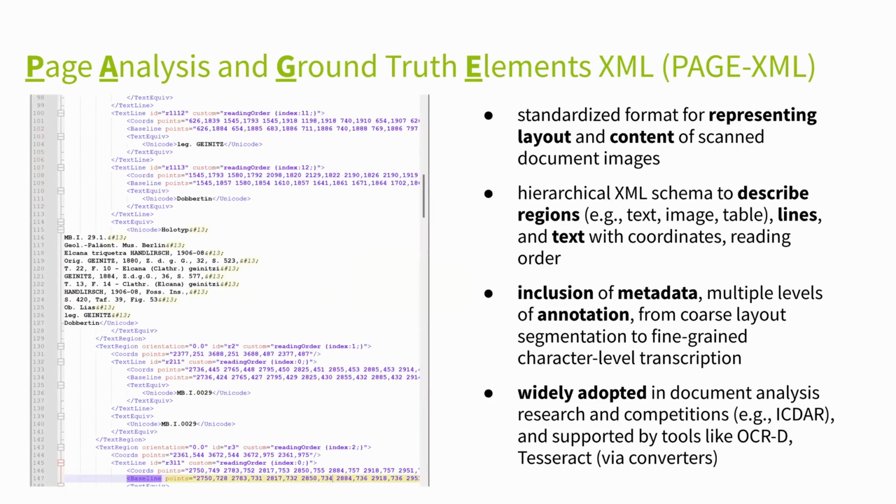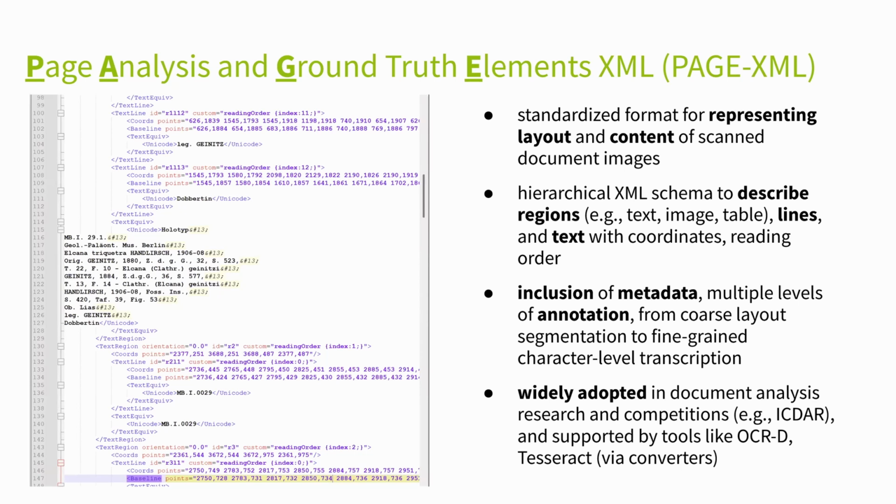What is PAGE-XML? PAGE-XML stands for Page Analysis and Ground Truth Elements XML. It is a standardized format for representing layout and content of scanned document images. It is based on a hierarchical XML schema to describe regions such as text, image, tables, lines of text, and actually individual glyphs with coordinates and reading order. The format allows to include various metadata on multiple levels of annotation. It can be about the coarse layout segmentation found in the image to fine-grained character-level transcription annotations. PAGE-XML is widely adopted in document analysis, research, and competitions.